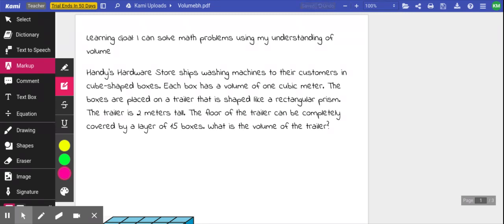As you can see in today's learning goal, it says I can solve math problems using my understanding of volume. So today's problems will be solely word problems. Not only will we be working on volume word problems, but I'm also going to introduce you to another formula that you can use for volume.